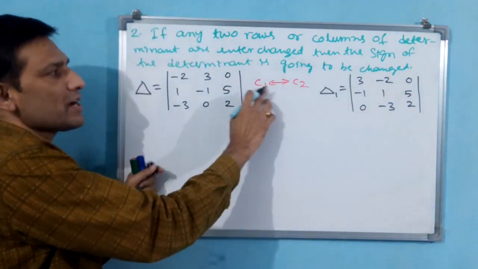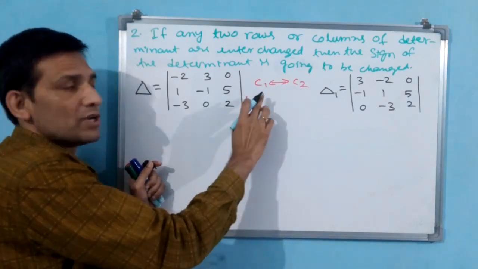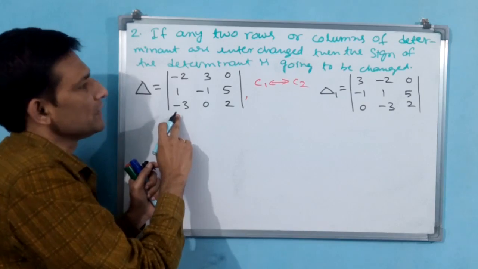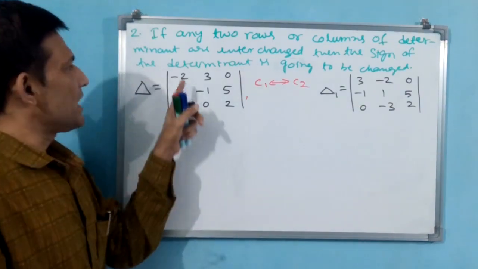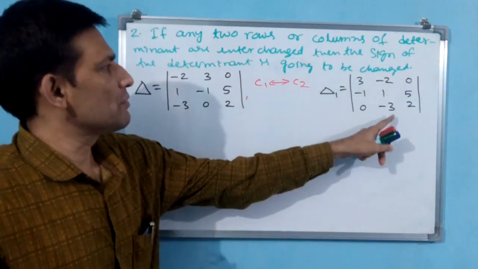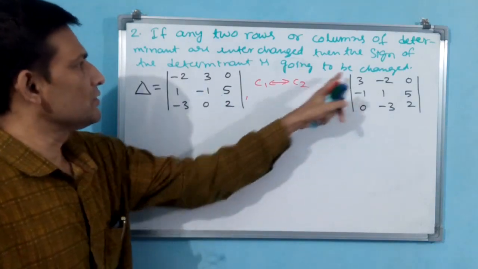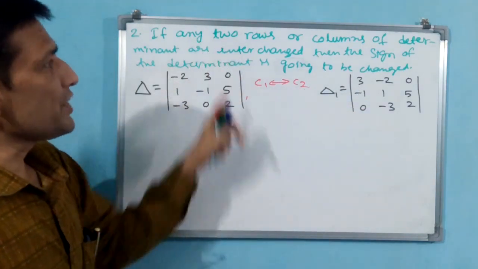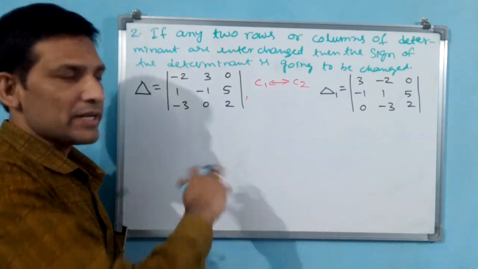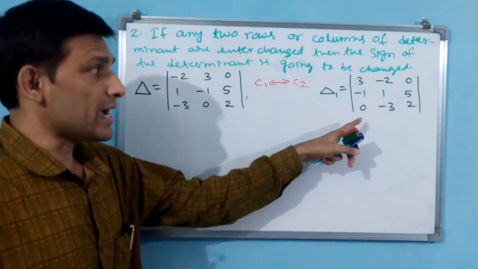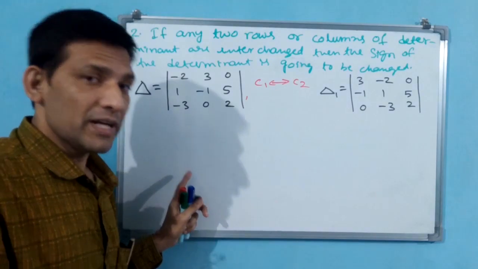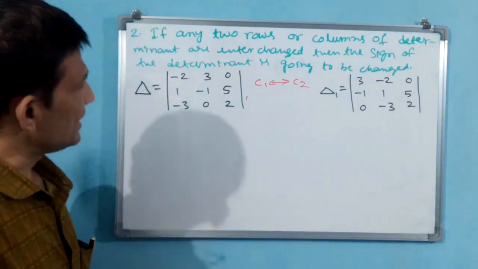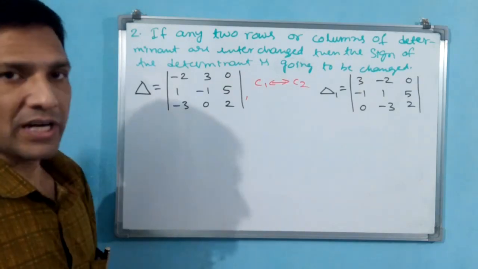Why? Because C3 we are not changing. We are changing only C1 to C2, and C2 to C1. That's all. You see the columns: -2, 1, -3 and 3, -1, 0. Now we have interchanged C1 and C2. Same thing: any two columns or rows we interchange, then the sign should change. The sign is going to be changed. Let us find whether that sign is changing or not.